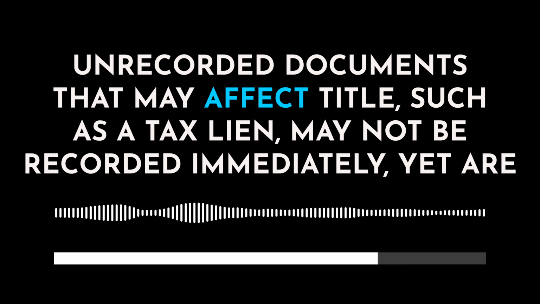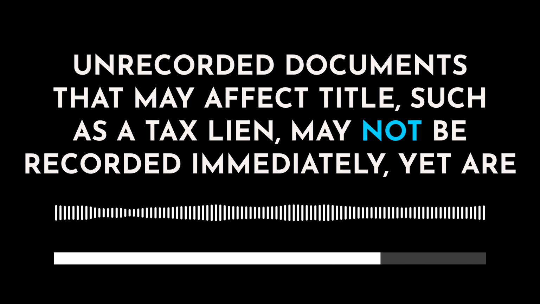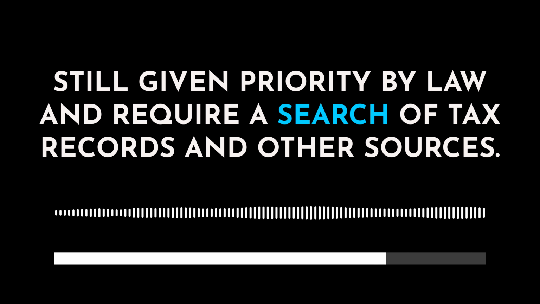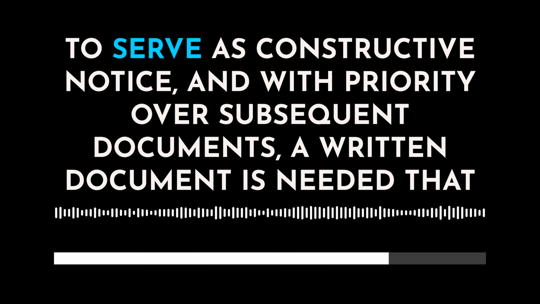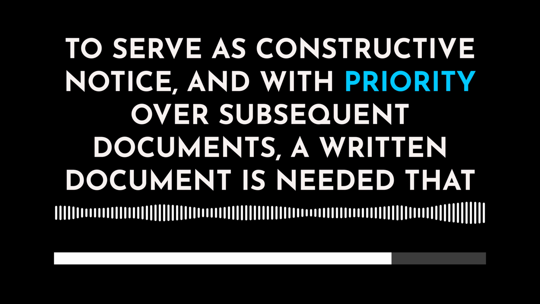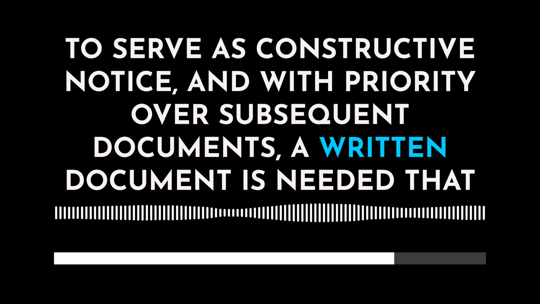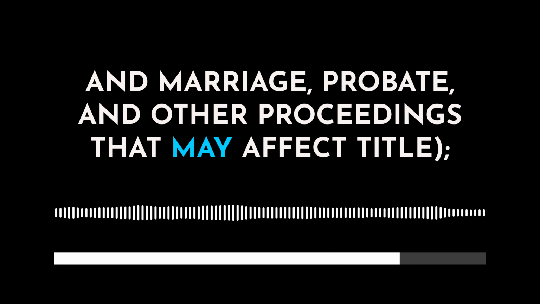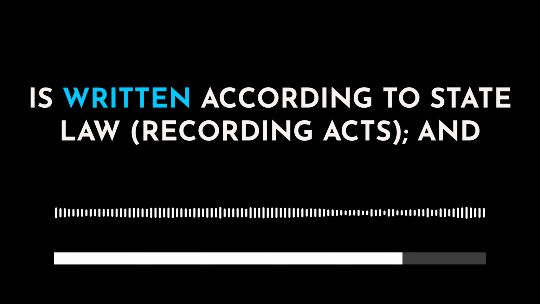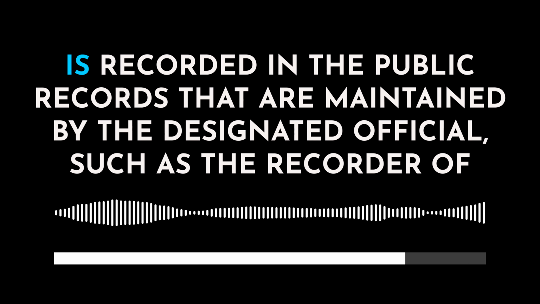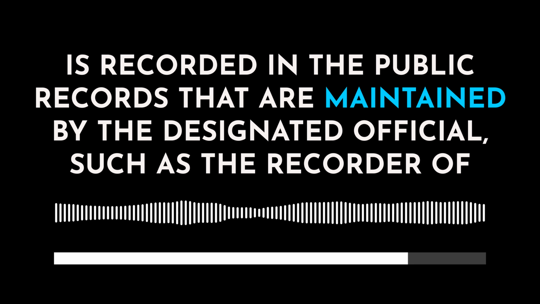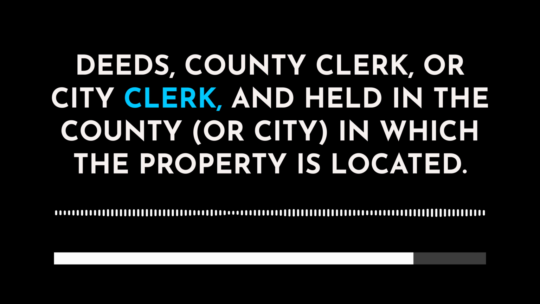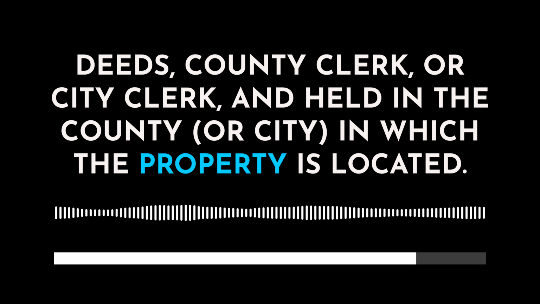Unrecorded documents that may affect title, such as a tax lien, may not be recorded immediately, yet are still given priority by law and require a search of tax records and other sources. To serve as constructive notice, and with priority over subsequent documents, a written document is needed that affects an estate, right, title, or interest in land, must be drafted and executed, is written according to state law, and is recorded in the public records that are maintained by the designated official, such as the recorder of deeds, county clerk, or city clerk, and held in the county in which the property is located.